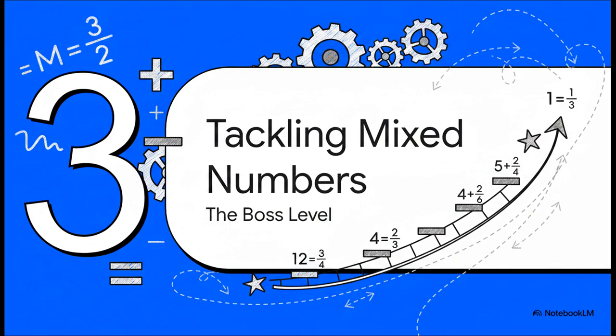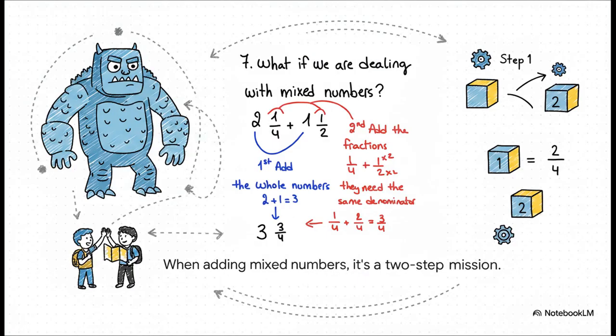Now, it's time for the boss level, sequences with mixed numbers. This is where we put everything we've learned together. The secret to beating this boss is not to get overwhelmed. Anytime you're dealing with mixed numbers, you just break it down. It's a simple two-step mission. Don't try to solve it all at once.